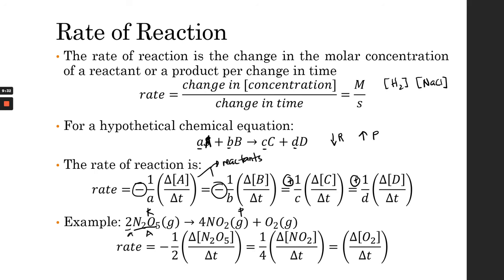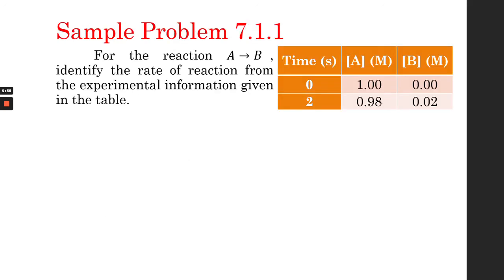And that's also equal to, as you can see, it doesn't have any 1 over because the coefficient of the oxygen in our chemical equation is 1. 1 over 1 is 1. So it's basically equal to the change in molar concentration of oxygen divided by time. So having understood that, I hope that's clear. Let's try this problem.